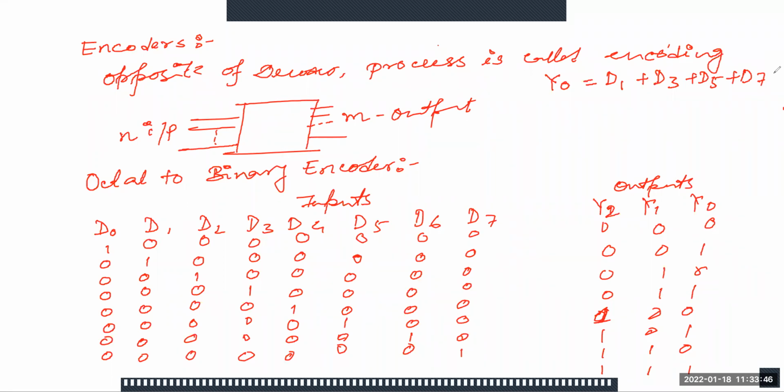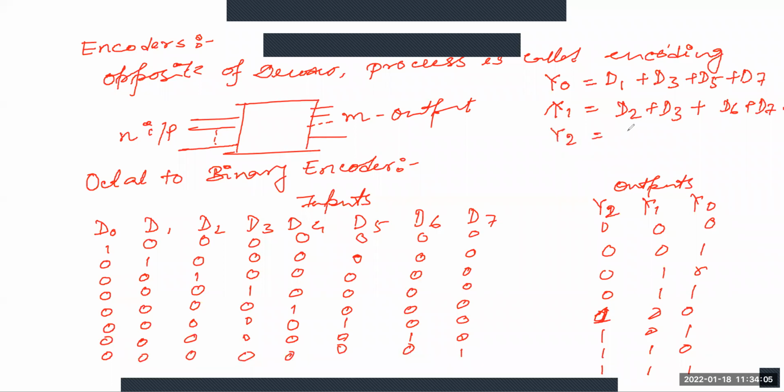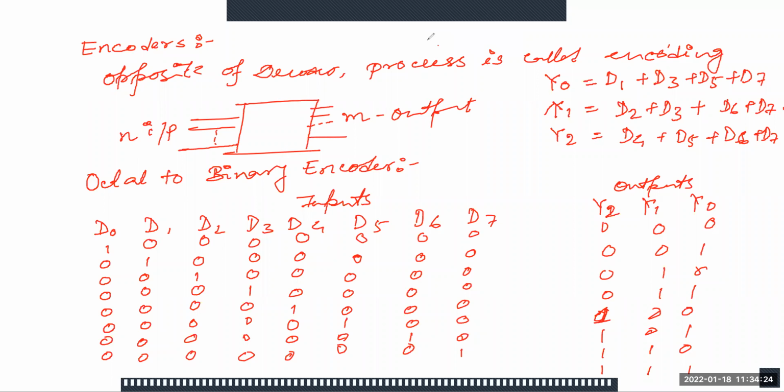Similarly, for the case of Y1, it is D2 plus D3 plus D6 plus D7. And for the case of Y2, it is D4 plus D5 plus D6 and D7. So we already got the expression of Y0, Y1 and Y2.